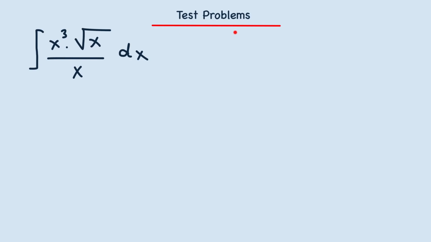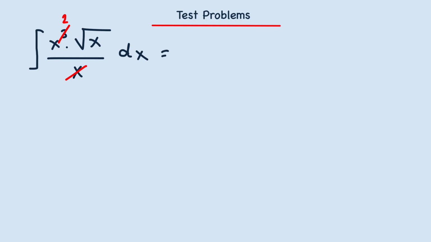Now let us take test problems and let us solve them together. Take a look at this question: integral x cubed times square root x divided by x dx. The first thing we have to do is to try to simplify this fraction. We can simplify it by cancelling the x with the cube. So we will have x squared left, right?